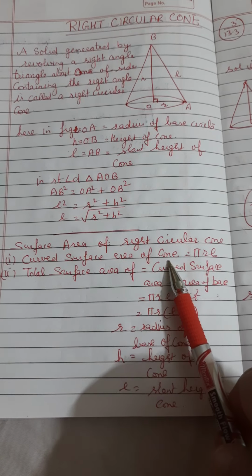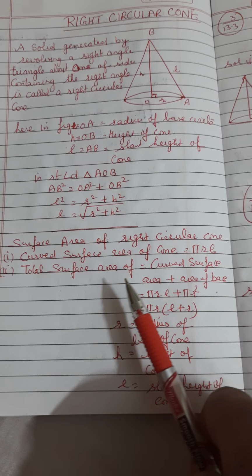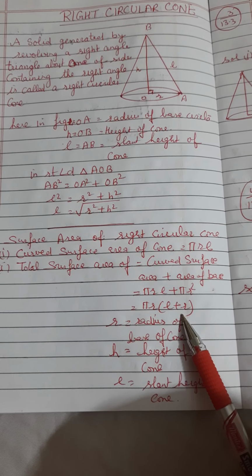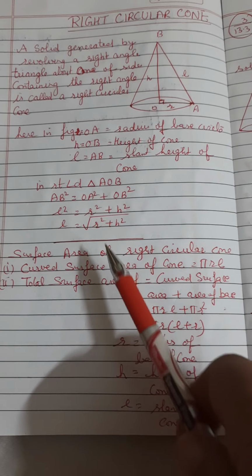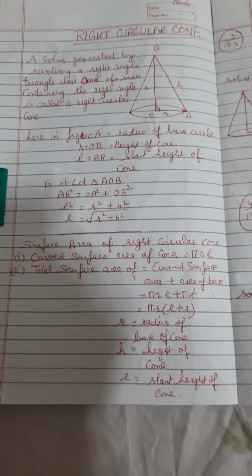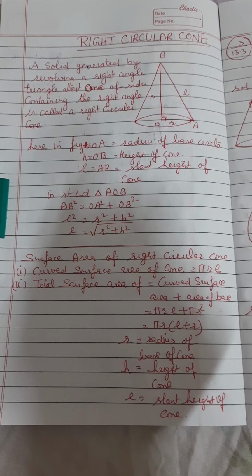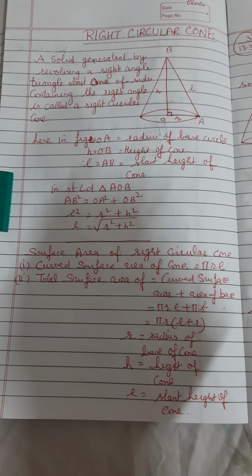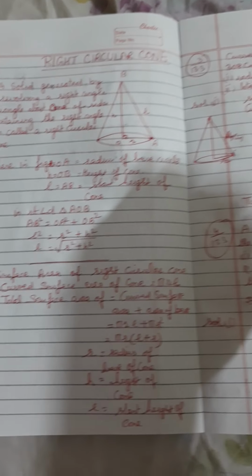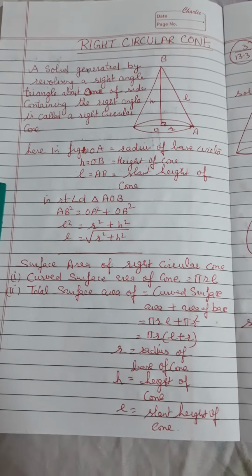Now the curved surface area of the cone is given by the formula pi RL, and the total surface area is given by pi R into L plus R, where L is the square root of R square plus H square. Now these are the formulae that will be used in exercise 13.3. Now we will do some questions based on these formulae.